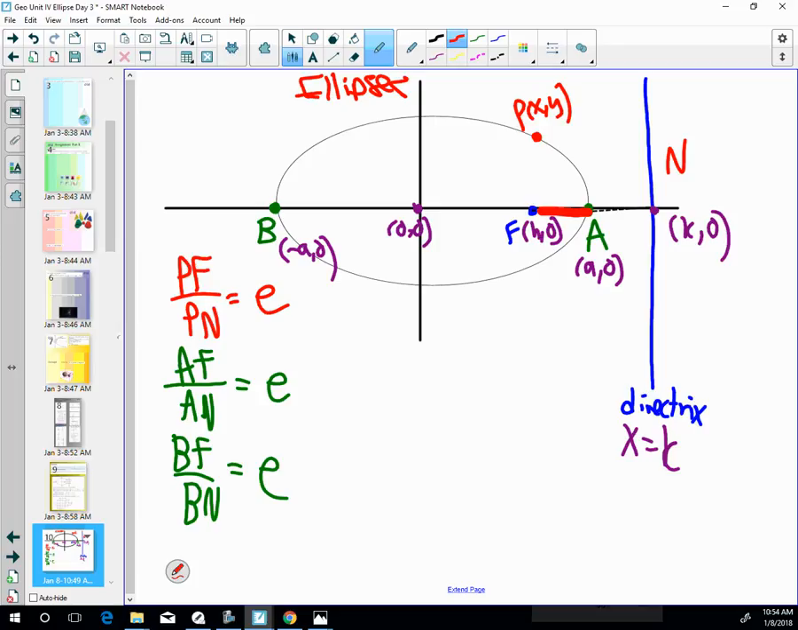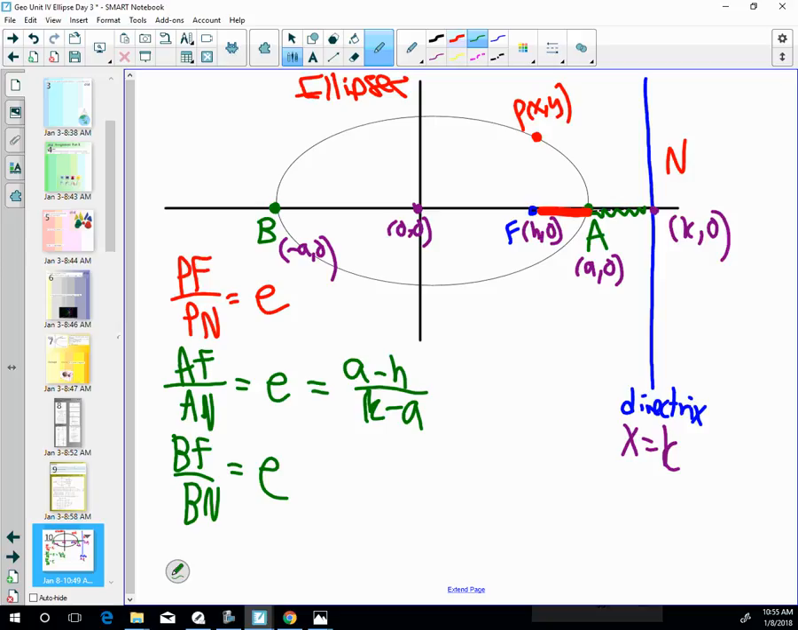A to F. So I'm going to put this in here. To get AF, isn't this just going to be A what? A minus H. And what's AN going to be? From A to N, it's going to be from here to here. K minus A.